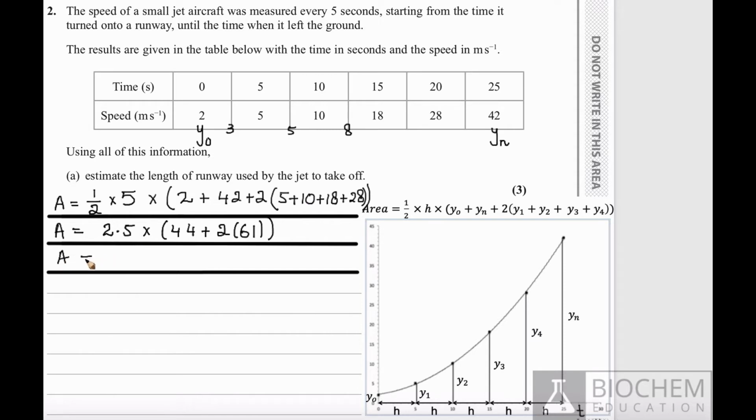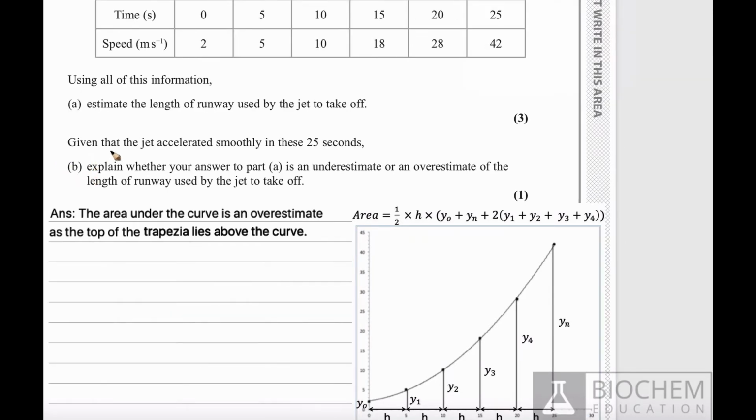Area is equal to 2.5 times 44 plus 61 times 2 is 122. That will come to 166. So therefore, the area under that graph is 166 times 2.5, which is 415 meters.